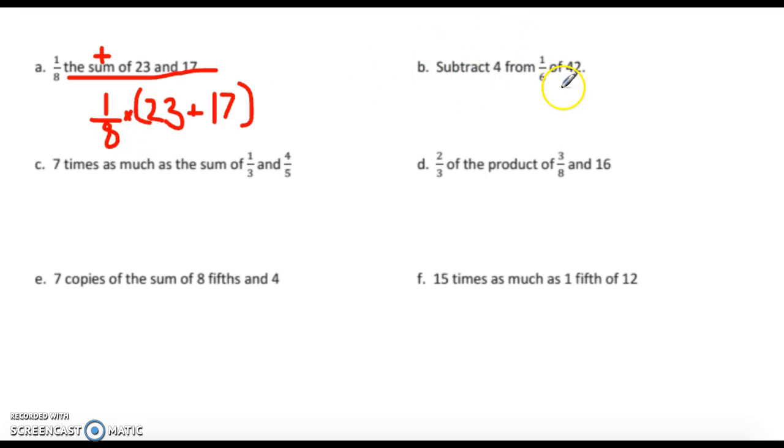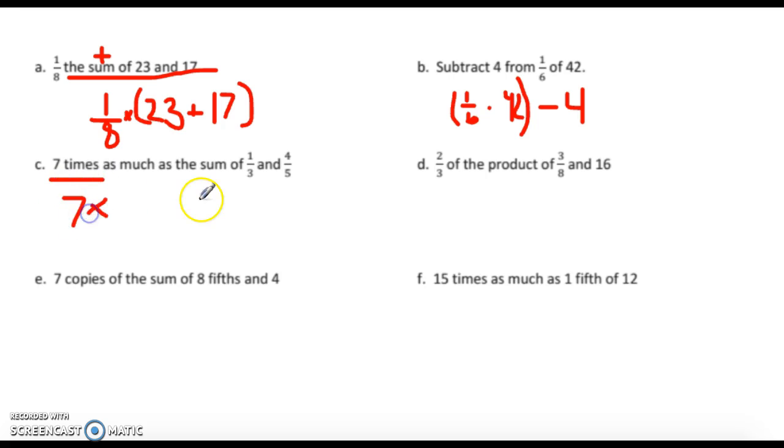Over here it says subtract 4 from 1/6 of 42. Well, I'm subtracting 4 away from a different number. What number am I subtracting it from? I'm subtracting it from 1/6 of 42. So I've got to take 1/6 times 42, and then I can take 4 away from this.